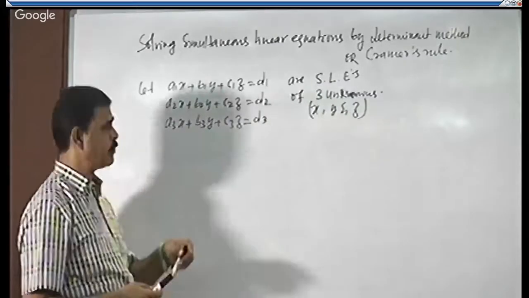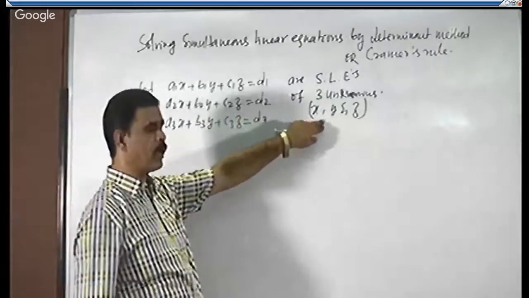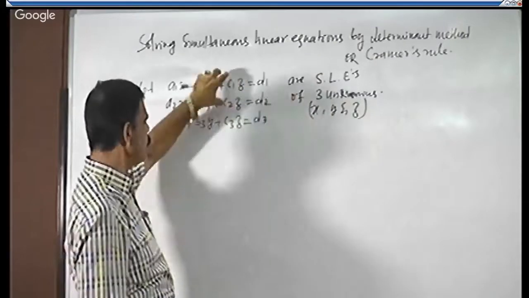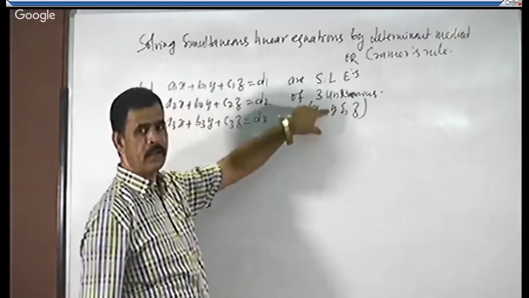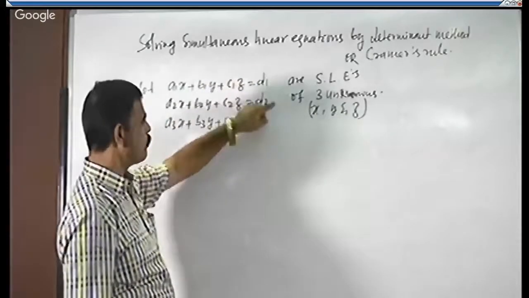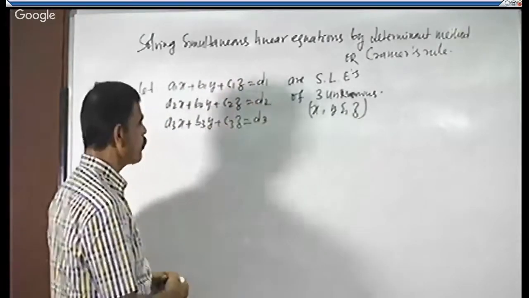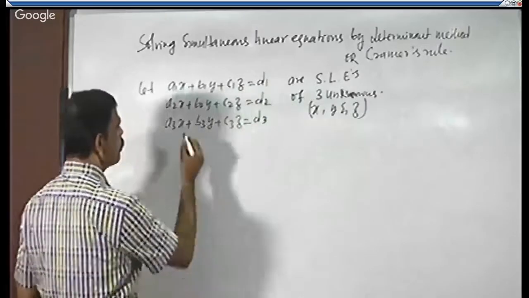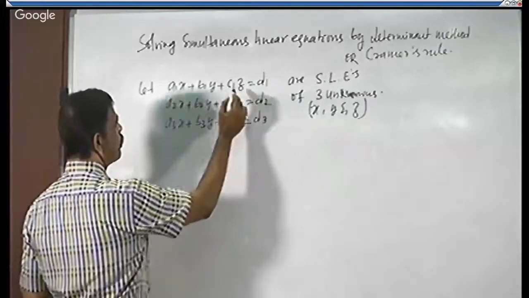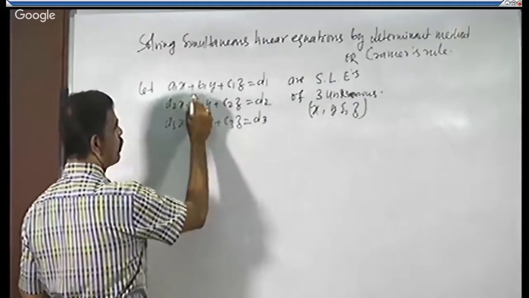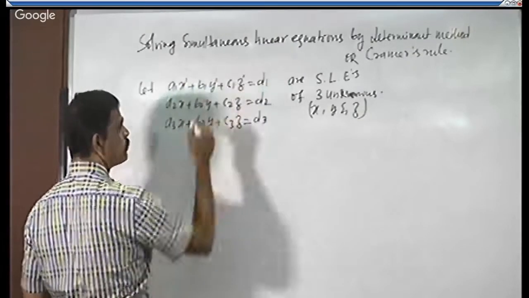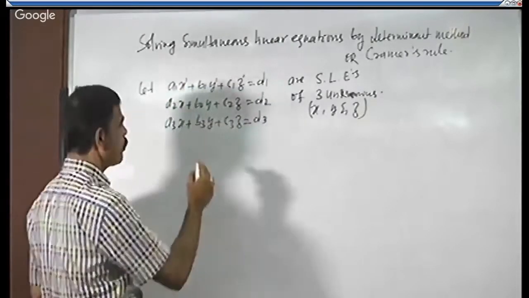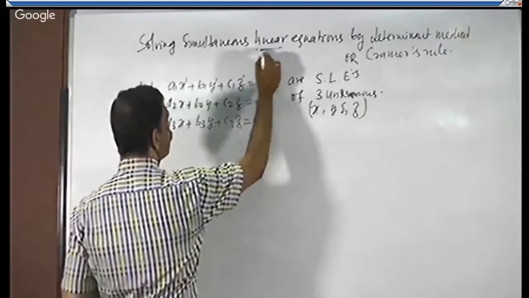Simultaneous equations, they depend on unknowns. If we have two unknowns, we will write only two equations. If there are three unknowns, we will write three equations. If there are four unknowns, we will write four simultaneous equations. These are the simultaneous equations of three unknowns having degree of unknowns 1, right? Therefore, they are called linear equations.